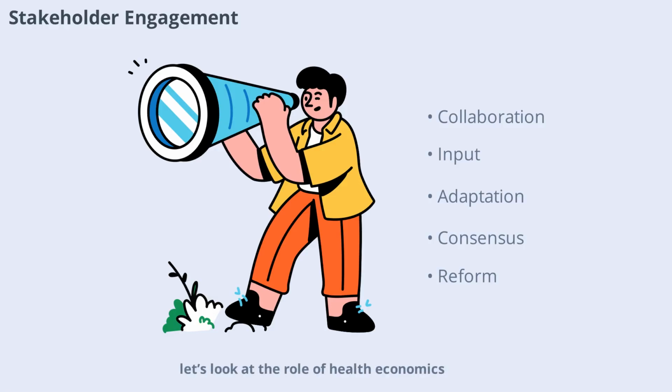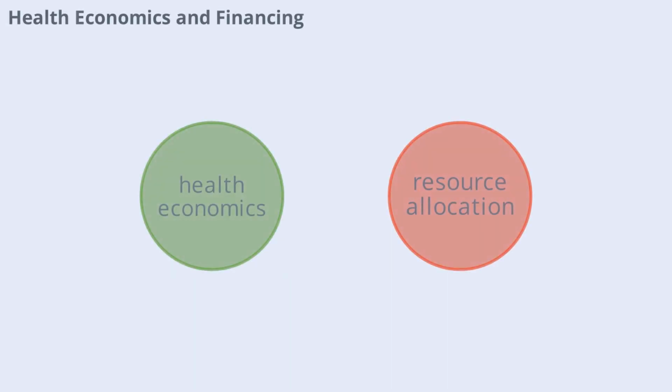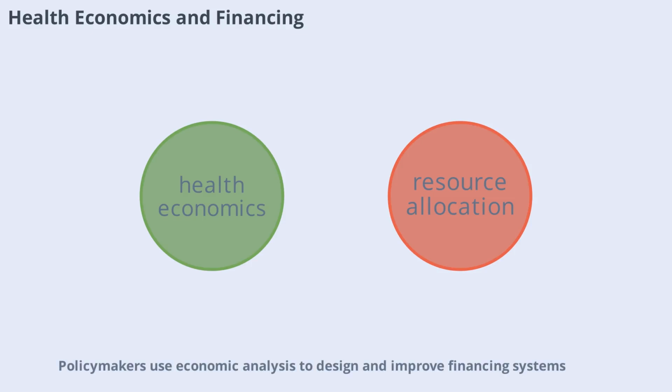Next, let's look at the role of health economics. Health economics studies how resources are allocated in healthcare and the impact of different financing models. It provides tools for evaluating efficiency, equity, and effectiveness. Policymakers use economic analysis to design and improve financing systems. Understanding health economics is key to making informed decisions.